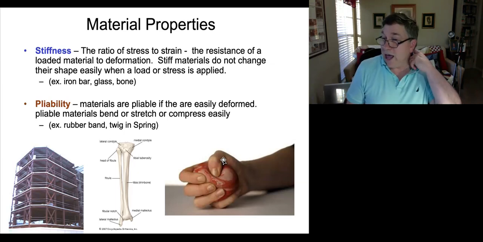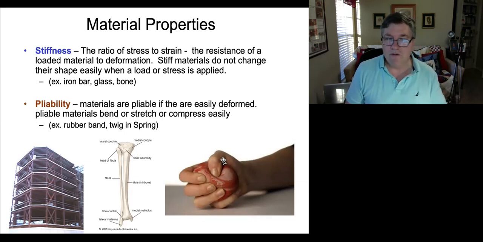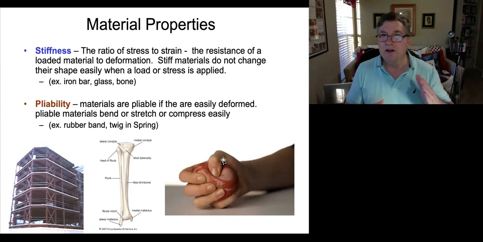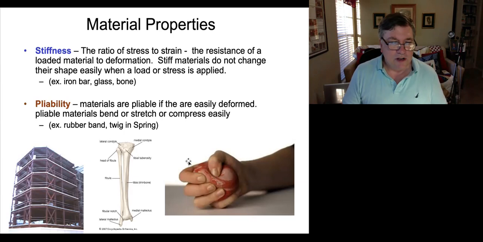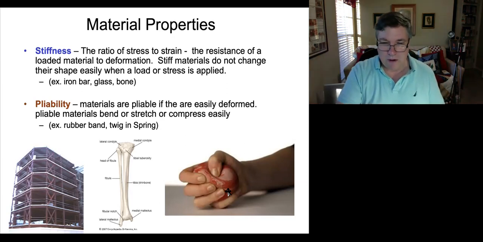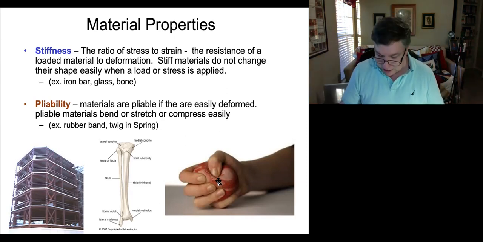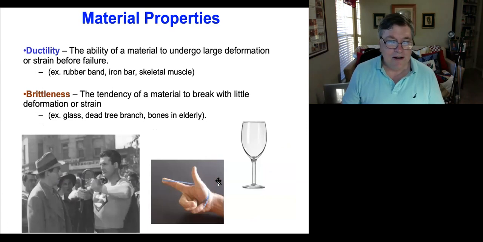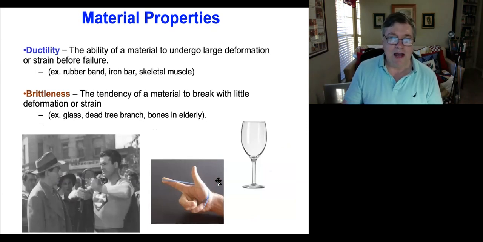So if we looked at the stress strain curve, the slope of the curve would be pretty steep for a stiff material and flat for a pliable material. So stiff materials would be like steel, for example, bone, as I mentioned, this tennis ball, clay, etc. Silly putty, very good examples.